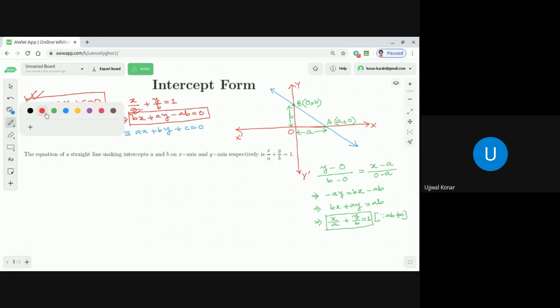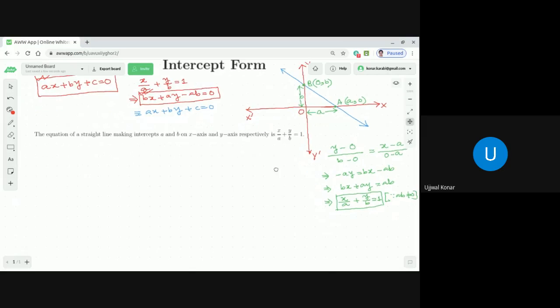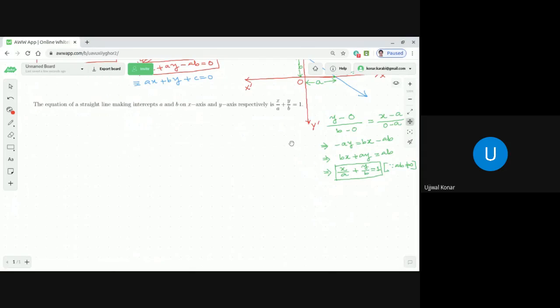Anyway, let's come back to our discussion. Based on the values of a and b, we will see how the straight line gets different. The first case, dear students, is a greater than 0 and b greater than 0. That is case 1.